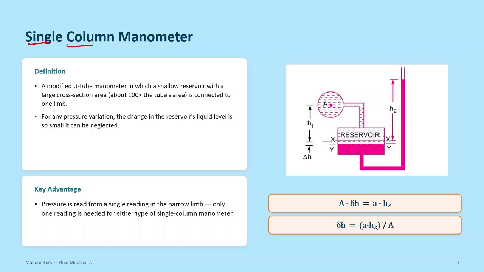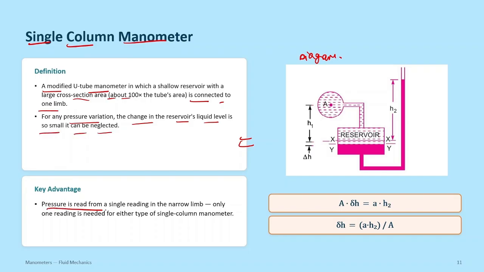Now next is the single column manometer. So this is the diagram for the single column manometer. This is not very important, but we should also see it so that by chance we are not leaving any topic. The definition says that it is a modified U-tube manometer in which a shallow reservoir with a large cross-section area, about 100 times the tube area, is connected to one limb. For any pressure variation, the change in the reservoir liquid level is so small it can be neglected.